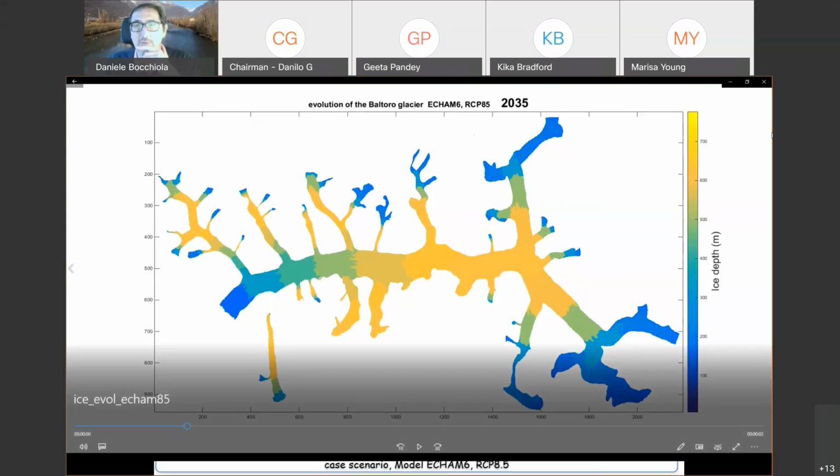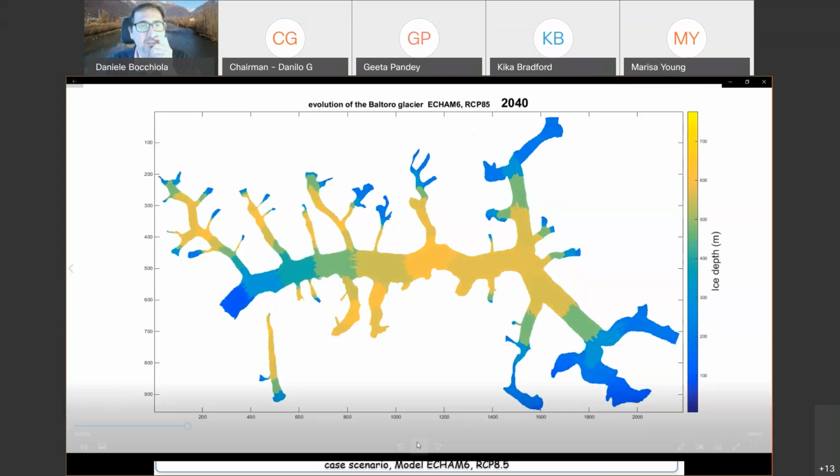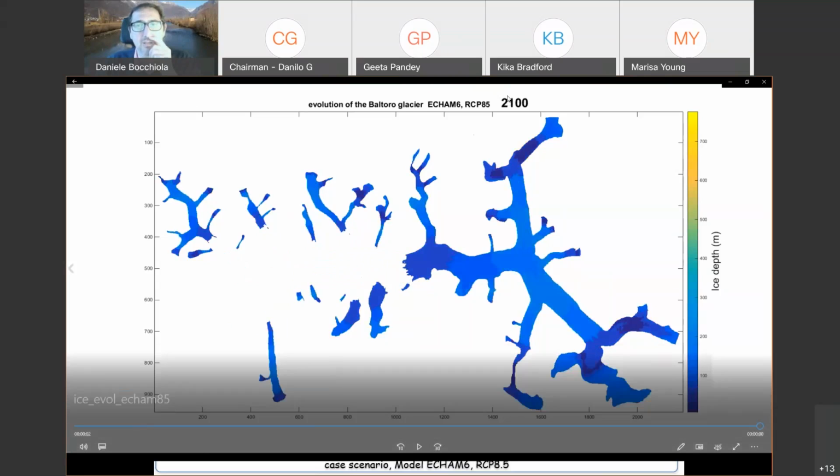you will start from some depth, 2035, yellow, meaning 600 or more. And then you can go forward in time all the way to the end of the century with very rapid down wasting of the ice and decrease of depth in the order of 300 meters or so.